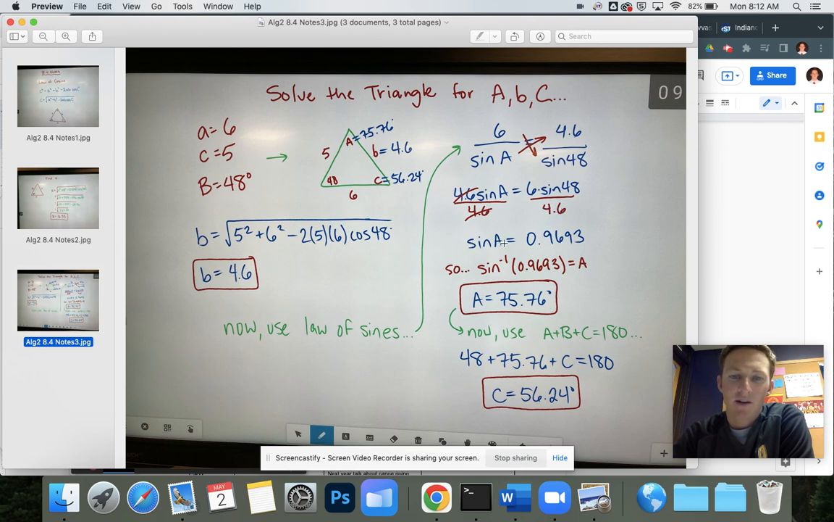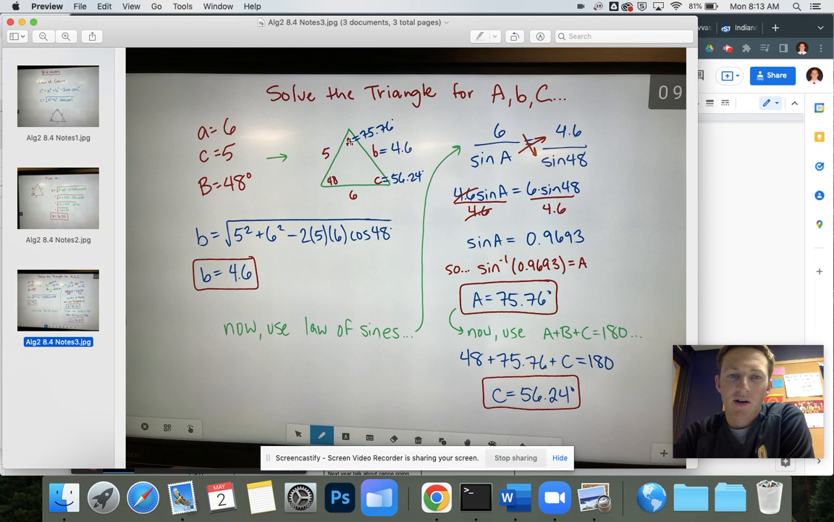And now we have the sine of A equals, plug this into your calculator, use parentheses. So like parentheses 6 times sine of 48, close parentheses, divided by 4.6. Get this decimal right here. In order to undo a sine, you're going to hit second on your calculator and then hit sine, I believe. And that'll be the inverse of sine. That'll undo it on your calculator and you get the angle of 75.76 degrees.